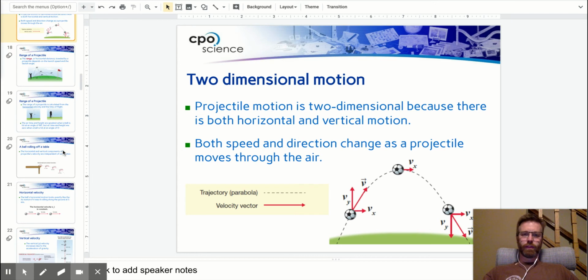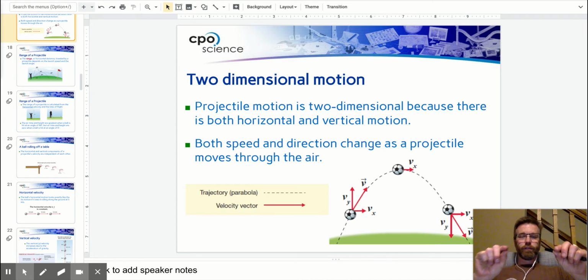Now we think about those two things, but the neat thing is we can think about them separately. Again, you noticed when I launched one ball sideways, it began to fall and it hit the ground. The other ball fell straight down and hit the ground. And the neatest part about that is those two hit the ground at the same time.